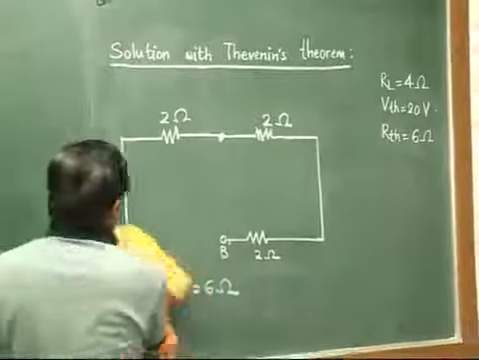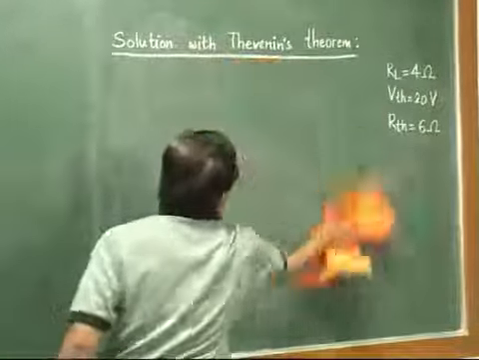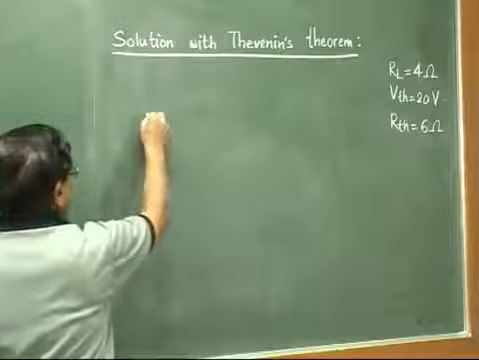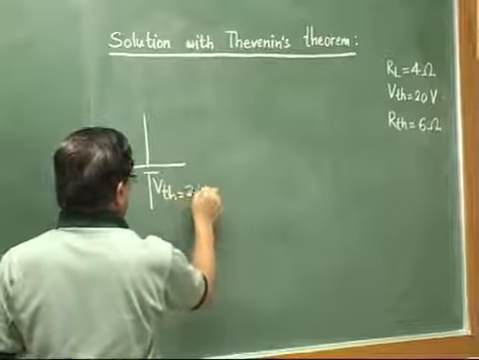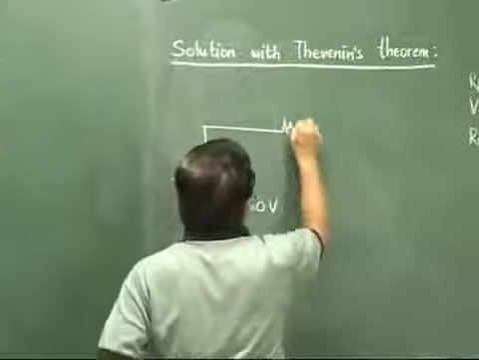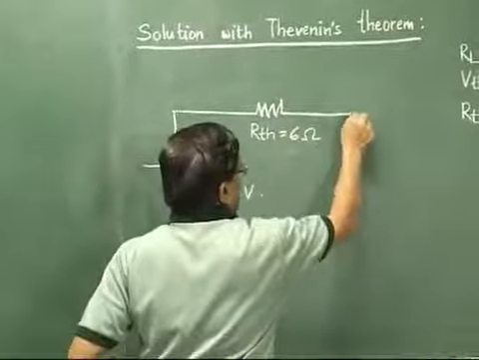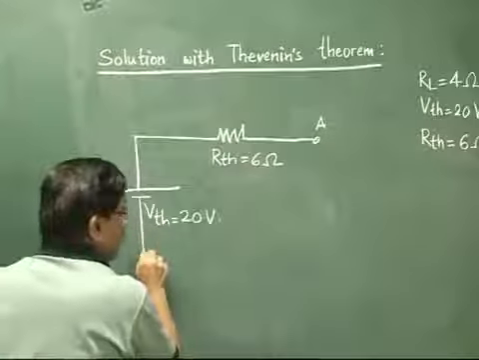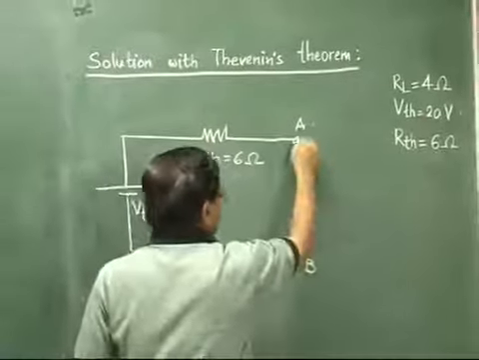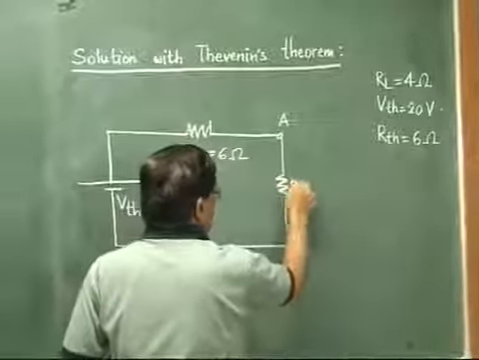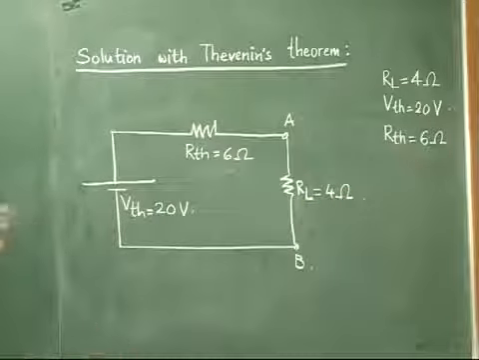Just next job is to draw the Thevenin's equivalent circuit. So it will be like this. Thevenin's equivalent circuit will have VTH here, and its value is 20 volt. Then RTH in series, its value is 6 ohm, and then point A here, point B, and then we have to replace the load resistor. Load resistor is 4 ohm, so RL must be equal to 4 ohm. So this will be the Thevenin's equivalent circuit for the given circuit.